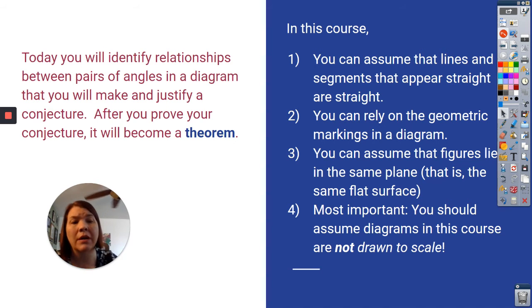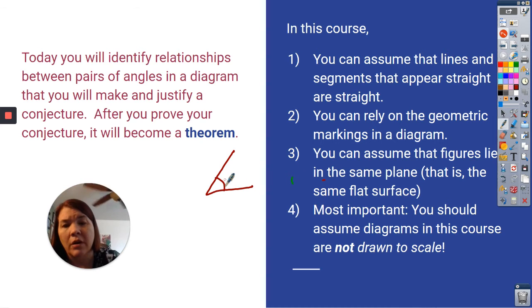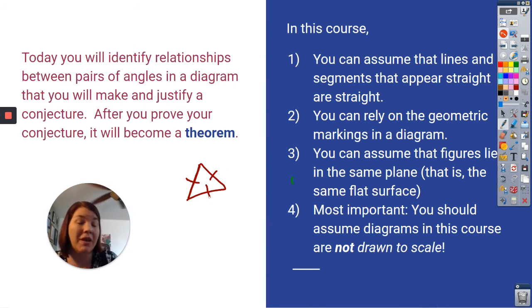We can rely on any markings in a diagram. What we're talking about with markings is, let's say I had a diagram that looks like this, and I've marked an angle, and then I have another angle way over here, and I've marked that they're congruent. You can count on that. When I draw a triangle and mark all three sides as congruent, even if I didn't draw it right, that's the whole point: those are supposed to be the same. These are all supposed to be lines. That's the idea with that particular statement.